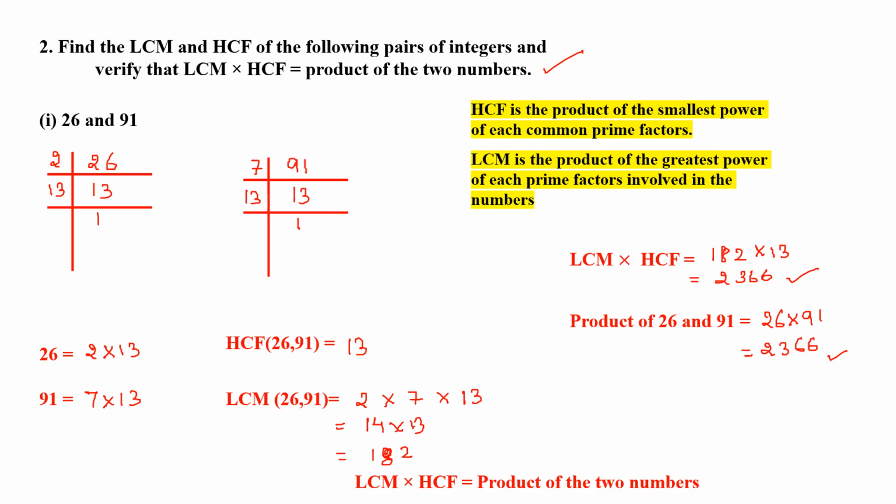Okay, now moving to the next part of this question. You have to very clearly see, step by step you have to do. First do the prime factorization. Okay, then list it in terms of the prime factors. Then find the HCF, then find the LCM. Then find the product of LCM and HCF as well as product of the given numbers. And then you have to see whether the product of LCM and HCF is equal to product of the two numbers or not.